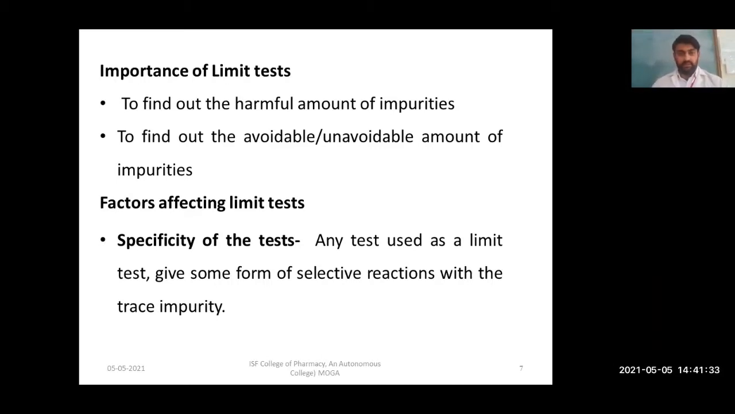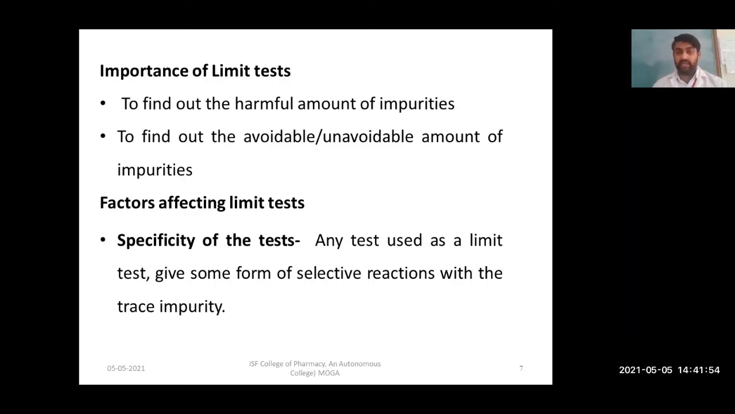Next, it also helps us to find the avoidable and unavoidable amount of the impurities. Avoidable means that amount that can be avoided, and unavoidable means the impurity which is present in higher amount, so that you cannot use that compound in pharmaceutical grade.